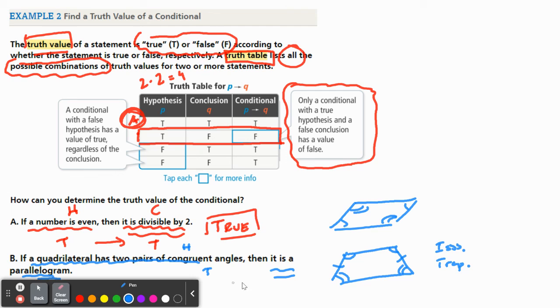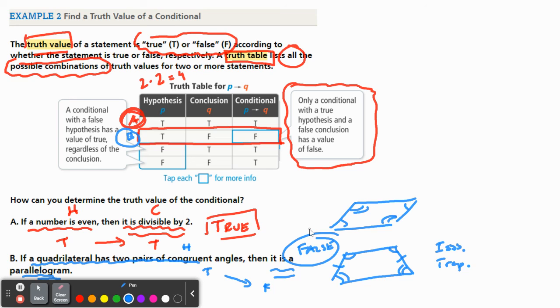So this is where the conclusion is false. So our true hypothesis led us to a false conclusion. This is the only time that your statement is going to be false. And again, this kind of goes back to the idea of counterexamples, right? We found a counterexample where the conclusion wasn't true.